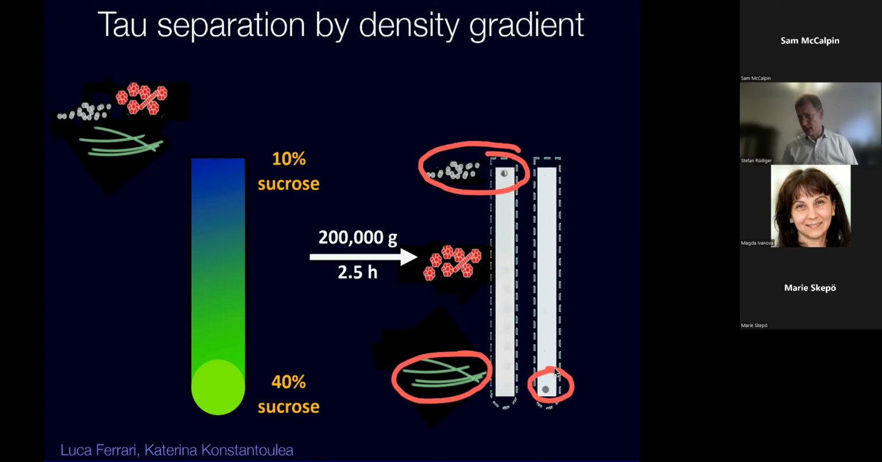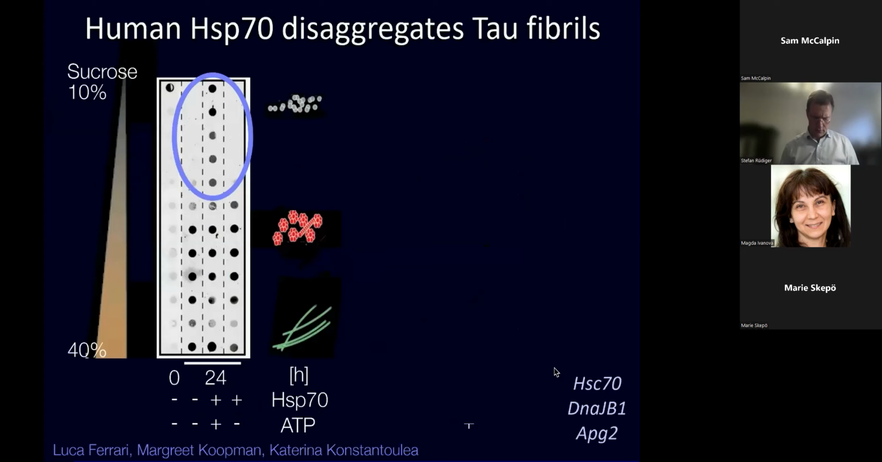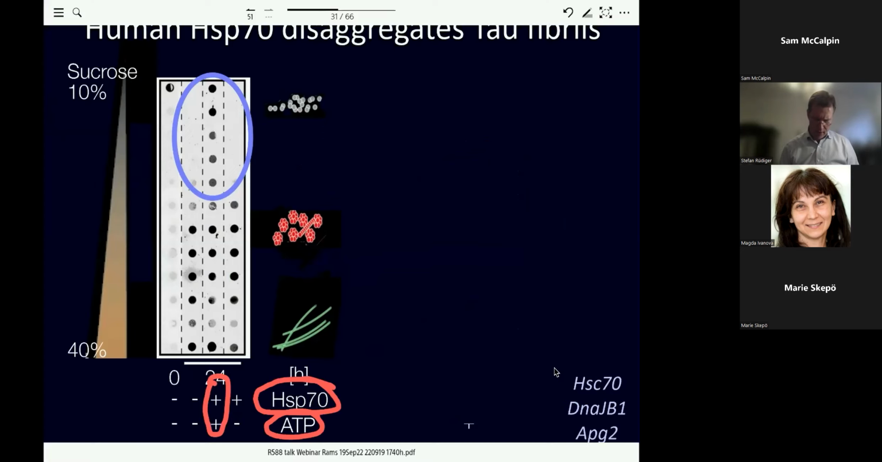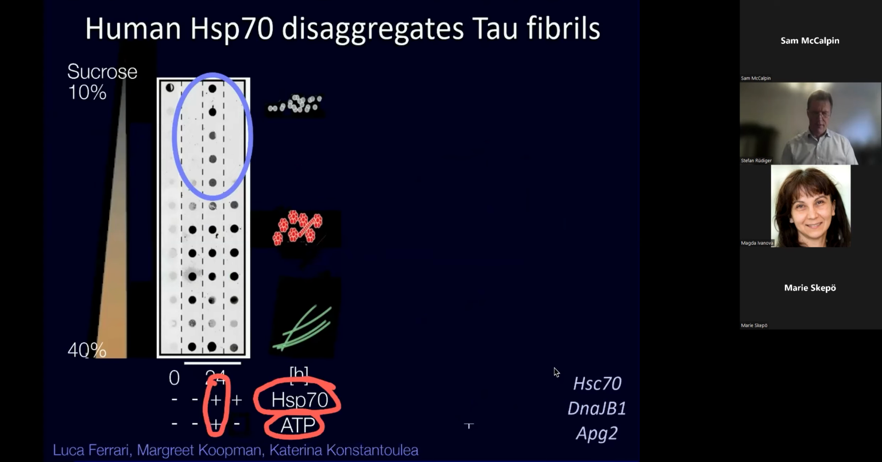Now with this technique you can see, good, we take fibrils, we add the HSP70 chaperone machinery, and look what happens. When we add HSP70 and ATP together, that's the third lane from the left, we see protein coming back on top, while the fibrils stay at the bottom. If we leave out ATP, then we don't see any disaggregation.